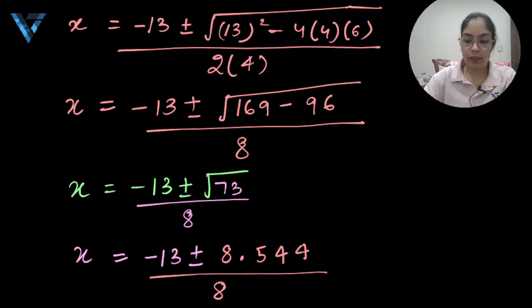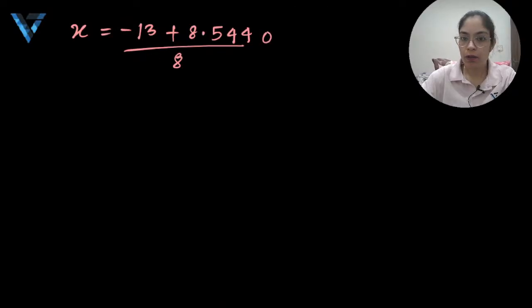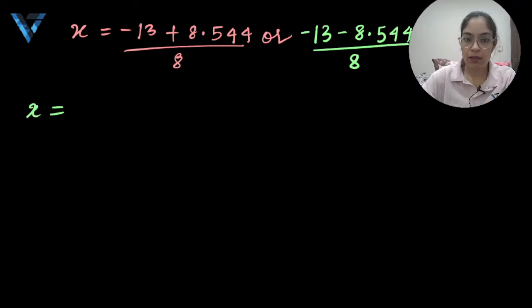Okay, so let's do it now. x is equal to minus 13 plus 8.544 by 8, or minus 13 minus 8.544 by 8.